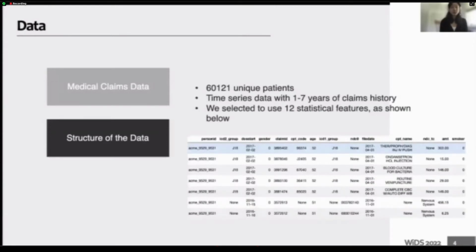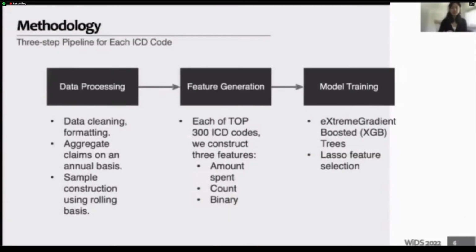For this work, we use proprietary medical claims data aggregated from private companies' insurance claims, consisting of more than 60,000 unique individuals of 1 to 7 years of time series data. Our methodology consists of 3 steps: data processing, feature generation, and model training, where we used gradient boosted trees as downstream machine learning model.